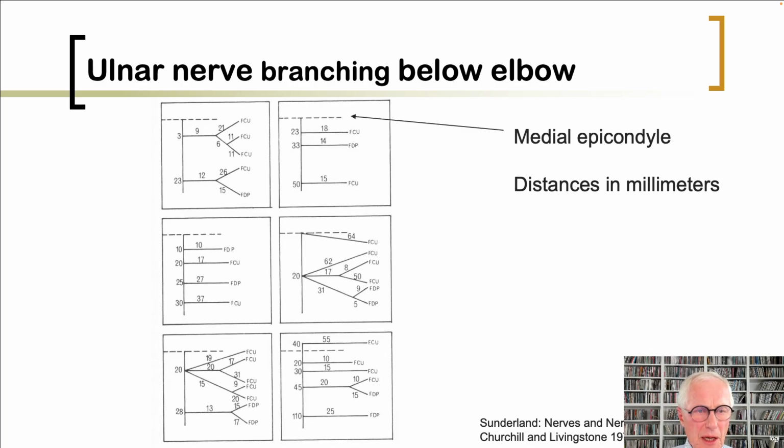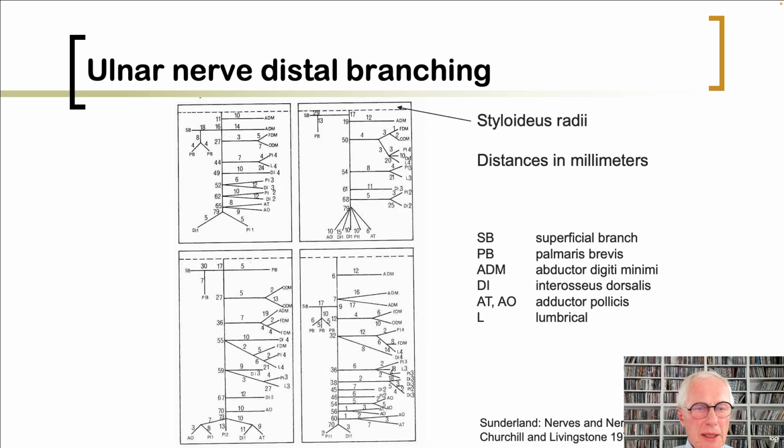And here we see how the ulnar nerve innervates the muscles in the forearm. We see the dotted line here is the medial epicondyle, and you see how branches to different muscles, flexor carpi ulnaris, flexor digitorum profundus, vary from one subject to the other. In a similar way, the branching to the hand muscles is quite variable and individual.